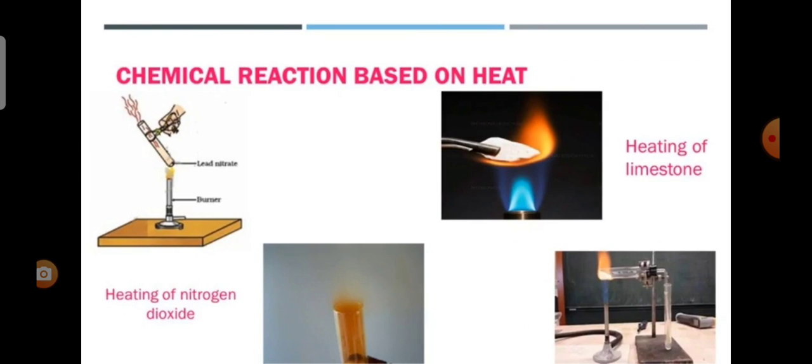The next one is chemical reaction based on heat. Food is important for our survival and also for the survival of many other living beings. Have you ever closely watched your mother cooking food? She boils rice, cooks vegetables and prepares gravy by heating them over a stove. When enough heat is given, some chemical reaction takes place to convert the raw food items into cooked ones.